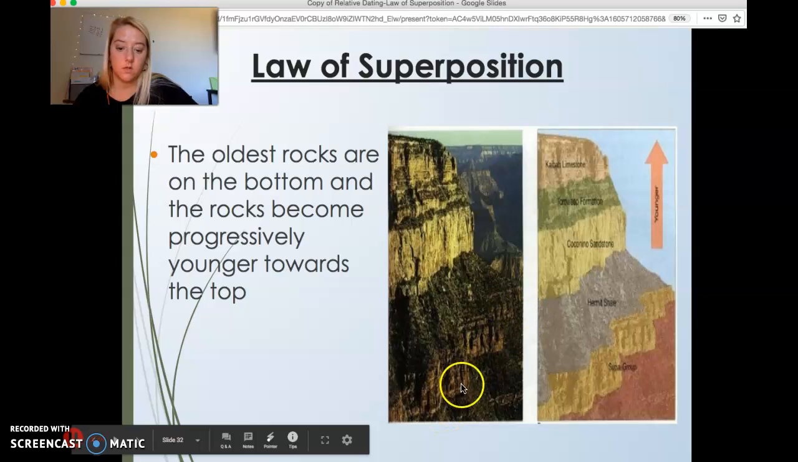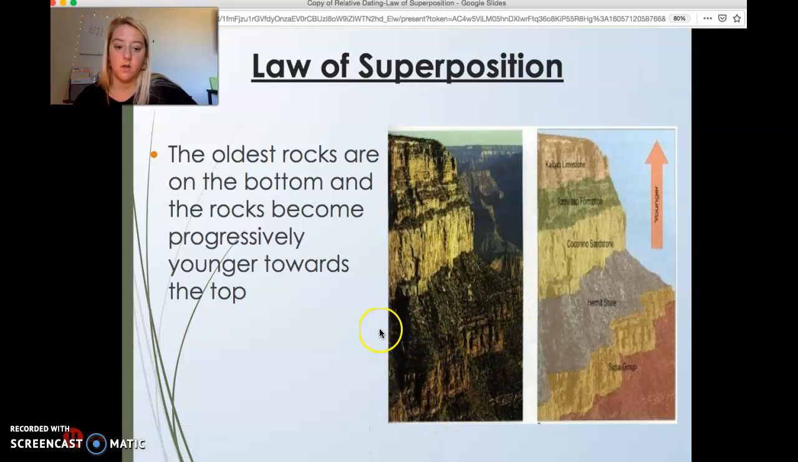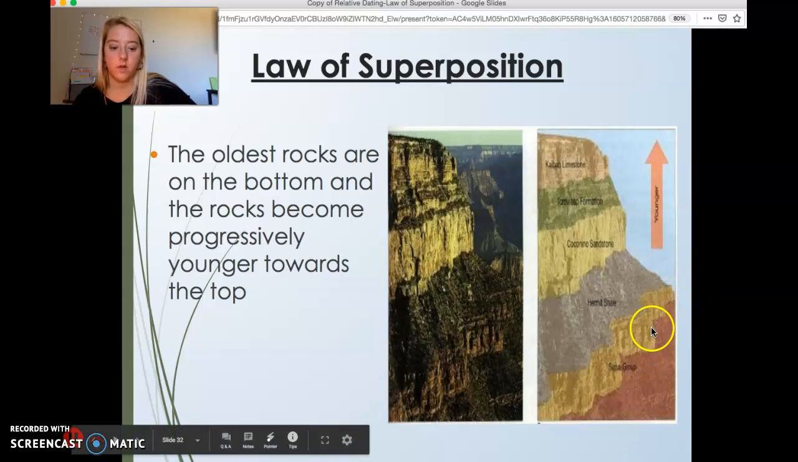So this is the oldest rock. This might be the second oldest rock layer. This might be the third oldest rock layer, and so on and so forth. So as you move up the rocks, we're getting younger. Think about it again, like we said the other day, the first layer must be there for the other layer to form, and so forth and so forth.